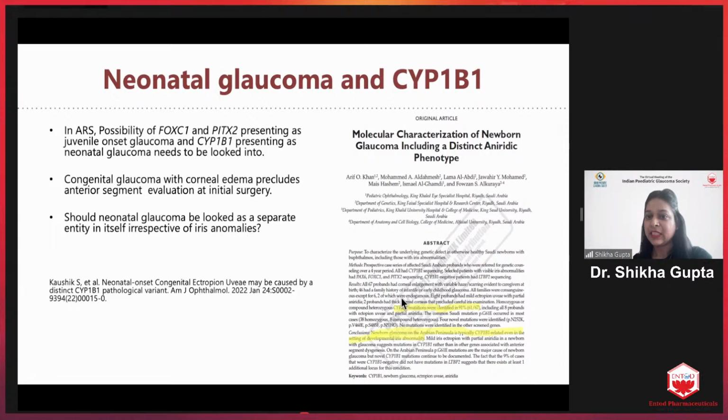iris anomalies? This paper, again from Professor Khan, sir, he just did genotyping in all the neonatal glaucomas that he was seeing. And he found that irrespective of the iris anomalies, CPAMD8 mutations were found in 91% of the congenital glaucomas that he saw. Newborn glaucoma in the Arabian Peninsula is typically CPAMD8 related, even in the setting of iris abnormality. Similarly, a paper by Sushmita Kaushik ma'am recently says that even neonatal onset congenital ectropion uveae may be caused by CPAMD8. So maybe we should look at neonatal glaucoma as a separate cohort, and most of these cases could actually be related to the CPAMD8 gene.